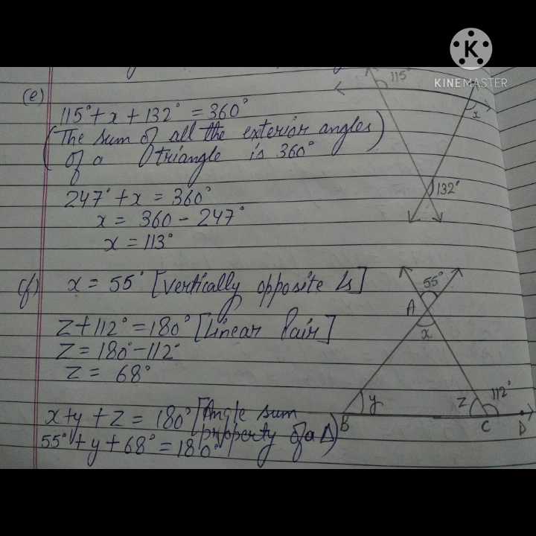In the F part, in the same way, you have to find out the value of the unknown angles. So X is equivalent to 55 degrees. They are forming vertically opposite angles. Z plus 112 is equivalent to 180 degrees. They are forming a linear pair. Z is equivalent to 180 degrees minus 112 degrees. Z is equivalent to 68 degrees.